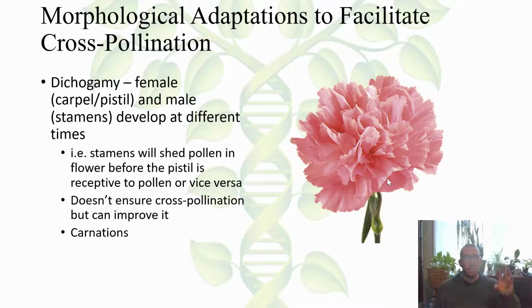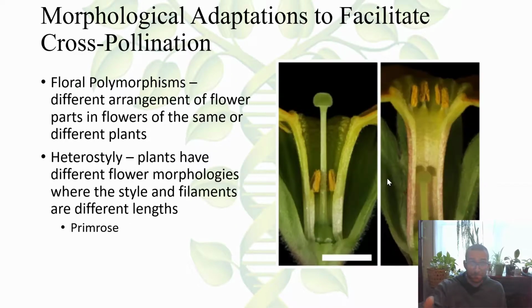Besides having different flowers on different plants or different male and female flowers, we could have the development of male and female parts occur differently in the flower. That's what you see here with dichogamy. So maybe the male reproductive part forms first and sheds its pollen before the pistil, which is the female reproductive part, is receptive to it. And that is going to essentially improve the odds of cross-pollination. And that is true in our carnations.